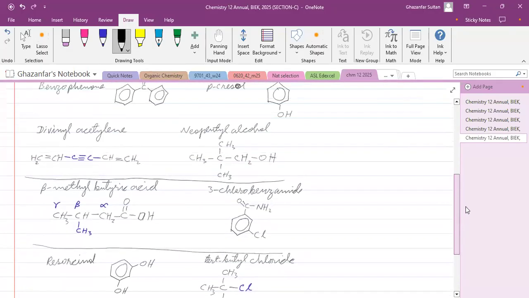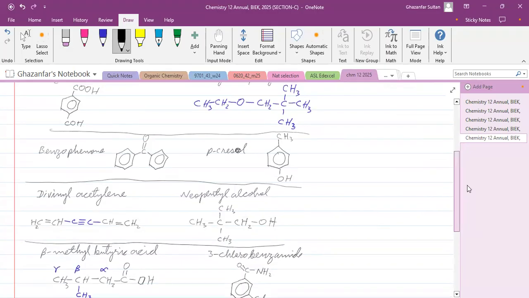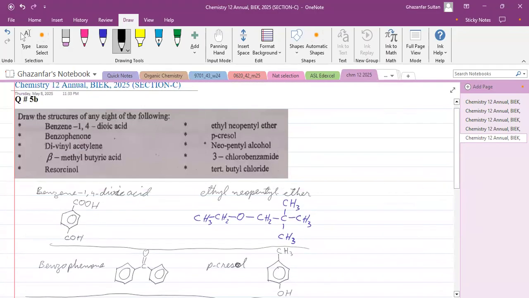So these were the 8 structures. Actually they are more than 8, but in the examination only 8 were asked to be drawn. Now we will see the other questions.